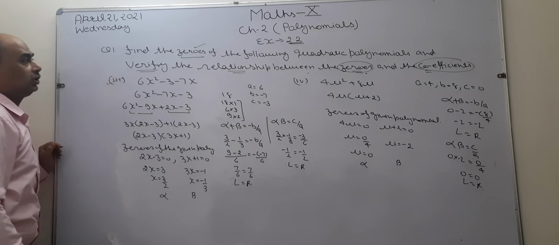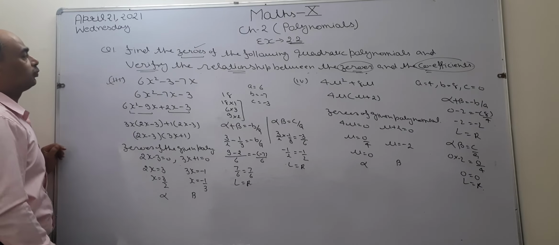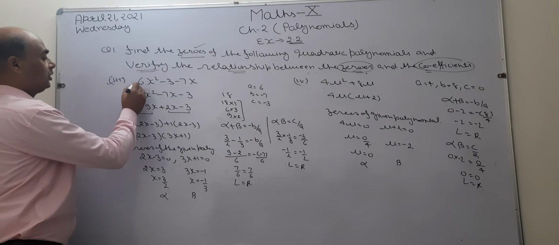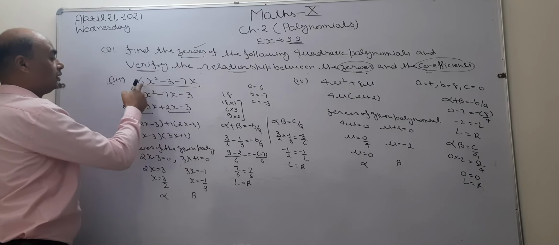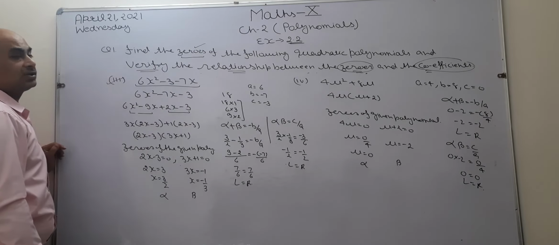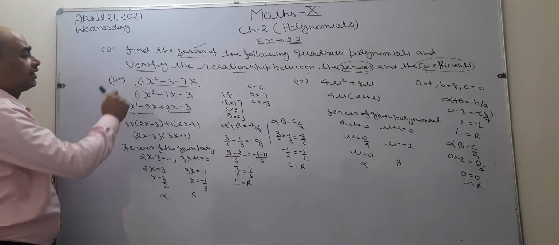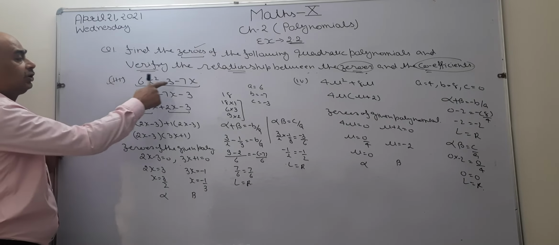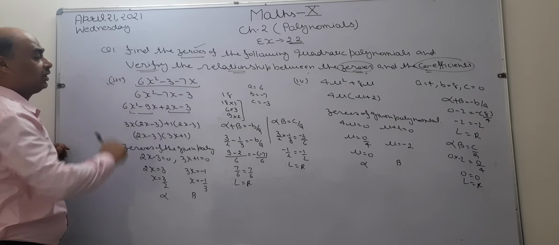Now see, question number 3 of exercise 2.2, question number 1. What is the statement? 6x square minus 3 minus 7x. This is the quadratic polynomial. But this quadratic polynomial is not in the standard form.